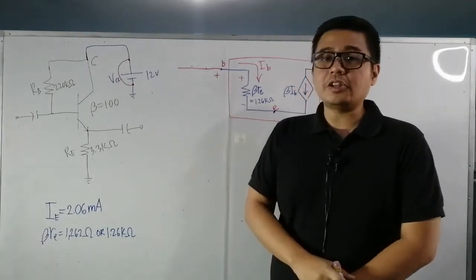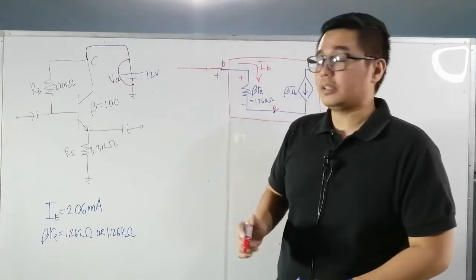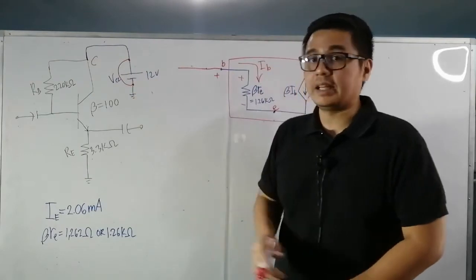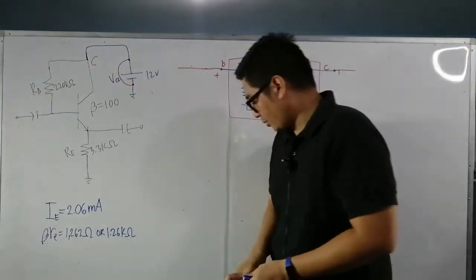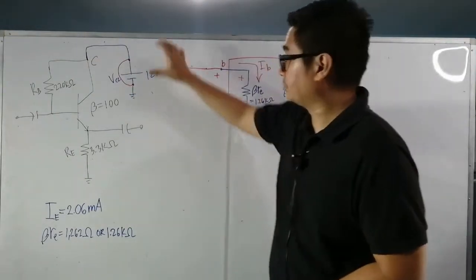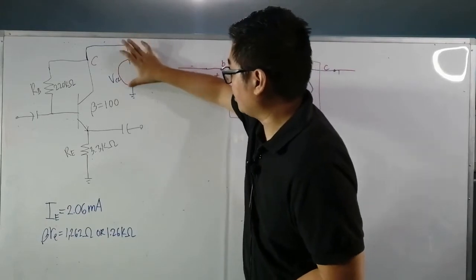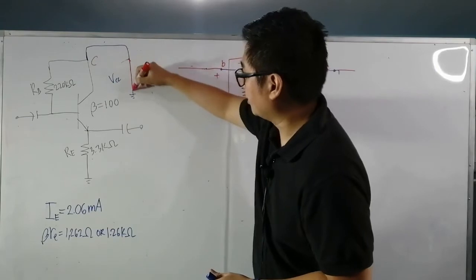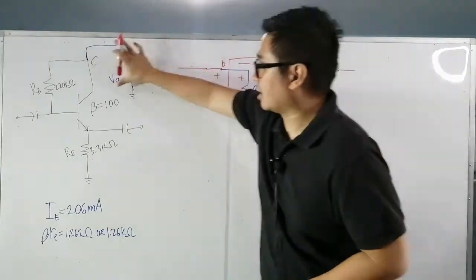Since the voltage source is already zeroed out, ibig sabihin, yung collector natin ngayon ay nakakonekta na sa ground. Therefore, we can remove this one. Magiging wire na lang siya papunta directly sa ground.